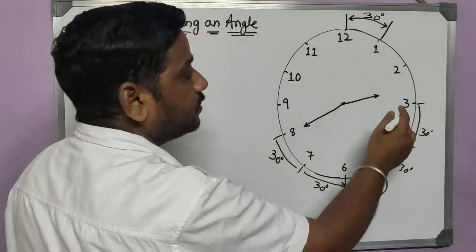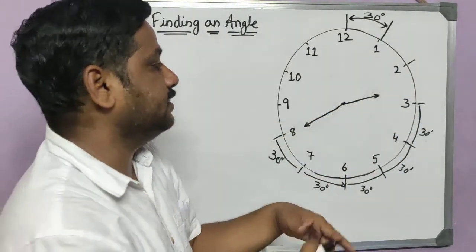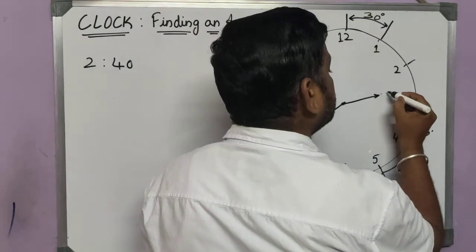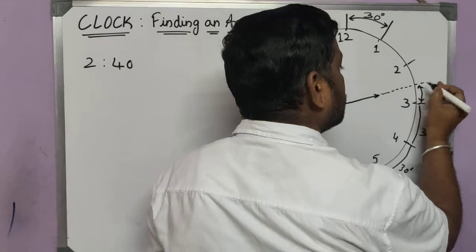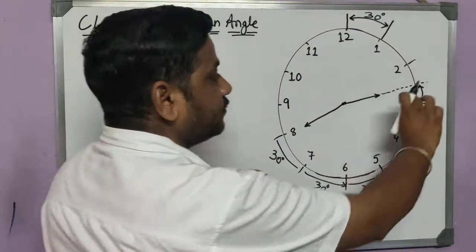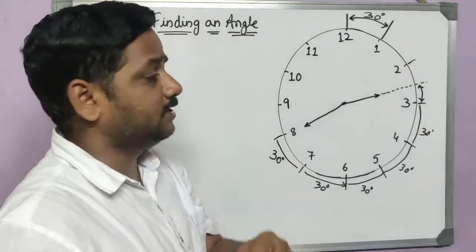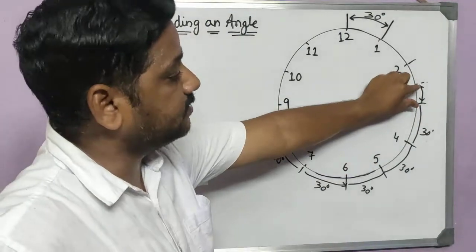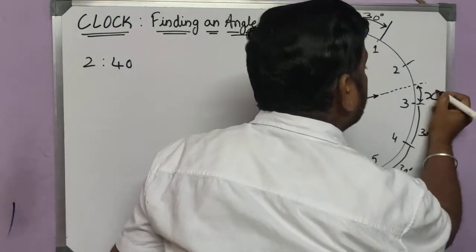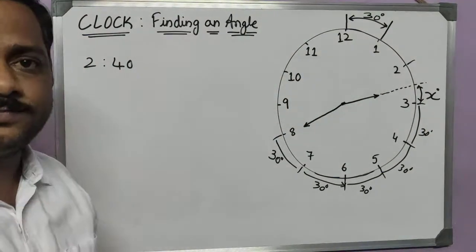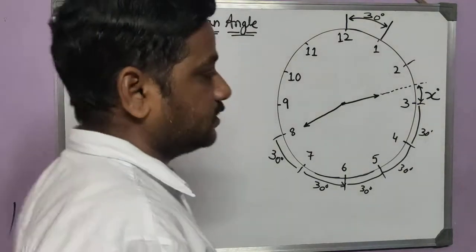Right? But now you cannot consider this sector from 2 to 3 completely, because our hand is not exactly at 2, it is in between 2 and 3. So this angle you need to identify. We know the complete angle between 2 and 3 is 30 degrees, but now I want to find only this portion, and the remaining portion is already obtained. So let me consider this as x degrees. We don't know that, so that is an unknown angle. To find this, let's see what the next concept is.